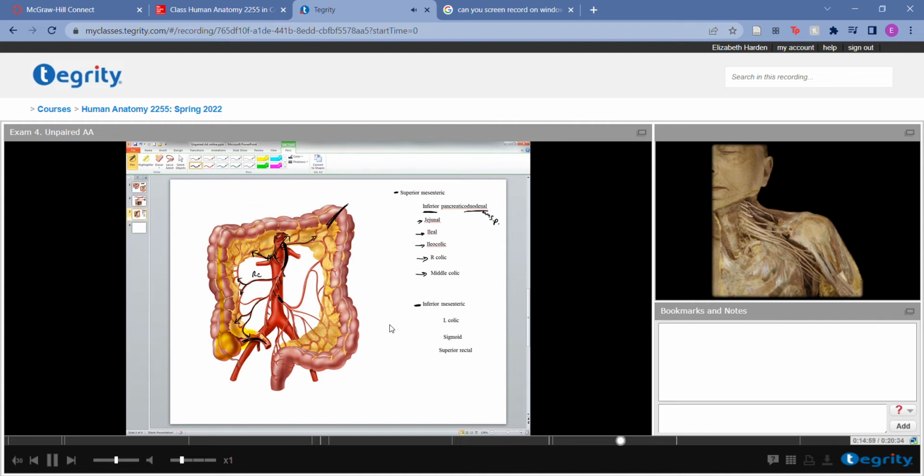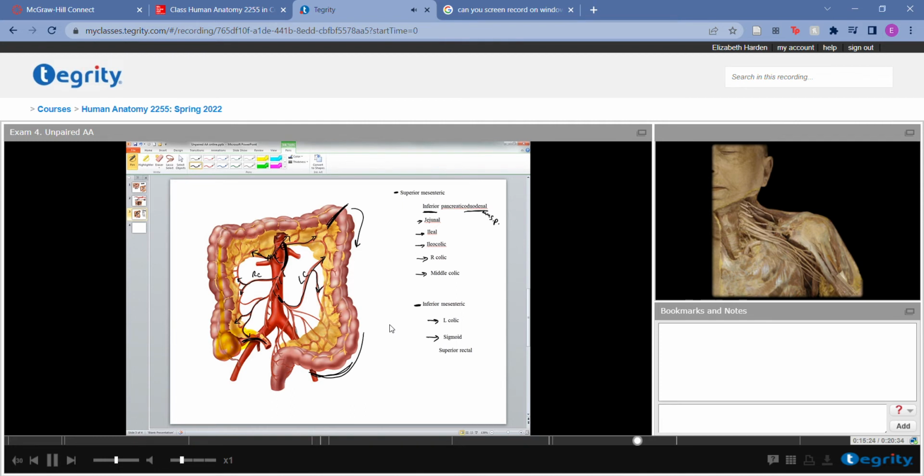So about from here on down is going to be supplied by branches off of our inferior mesenteric. So we are in the descending part of the colon here, or the left side of the colon. So you guessed it, our first branch off of our inferior mesenteric is going to be our left colic. And you can see that we've got multiple branches coming off of that. If we get down here to this region of our colon, it gets that sigmoid shape to it.